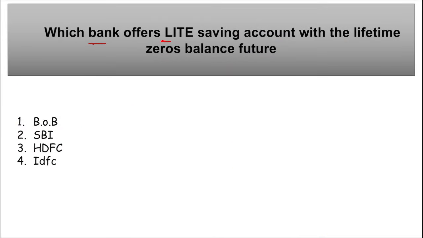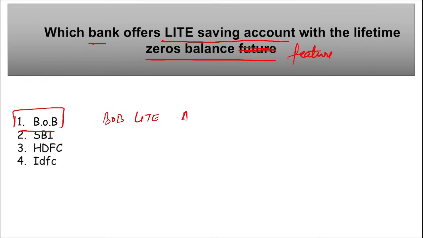Next, which bank offers a light saving account with a lifetime zero balance feature? Not future, feature. Right? So which is that bank? It is Bank of Baroda. They have launched a lifetime zero balance saving account that will be called the Bob Light Saving Account, and this account will offer a lifetime free RuPay Platinum credit card or debit card for the customers who maintain a nominal quarterly average balance. Here the quarterly average balance will be 3000 rupees for metro or urban areas, 2000 rupees for semi-urban areas, and 1000 rupees for rural branches.